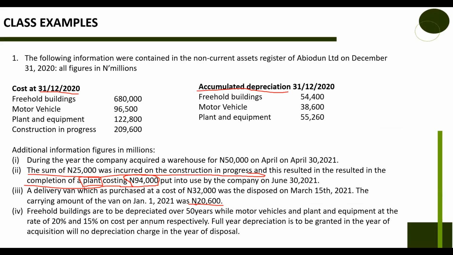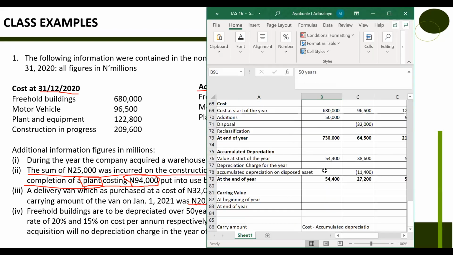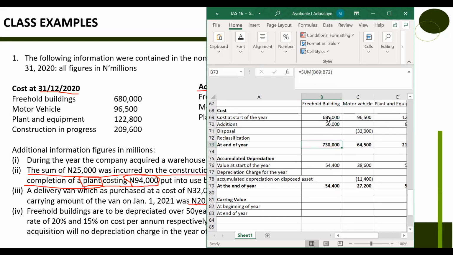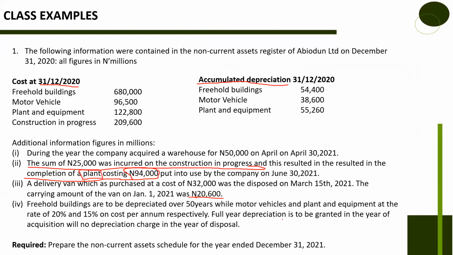So let's just take this one by one and we continue with our example. What is the freehold building? What's the total cost? They have 730. But this is the cost at the start of the year. They also gave us a condition: full depreciation is to be granted in the year of acquisition, meaning that for the asset we just bought, we are going to do a full year depreciation on that particular asset.